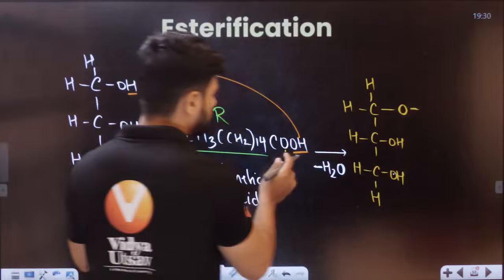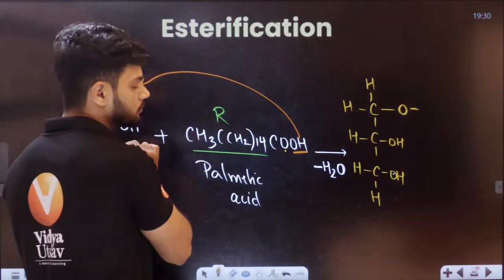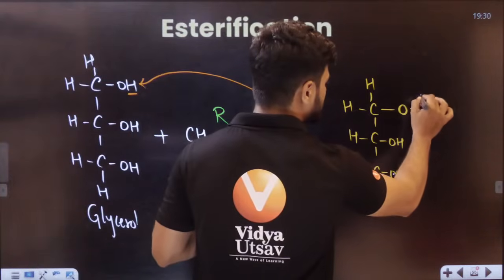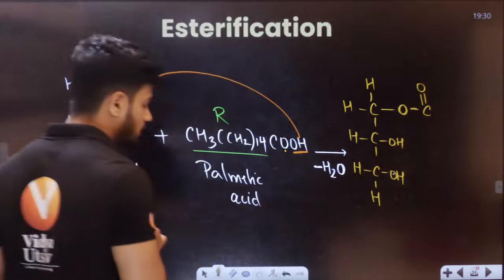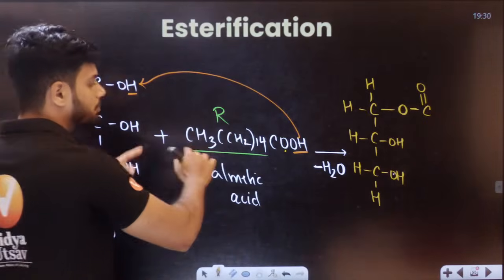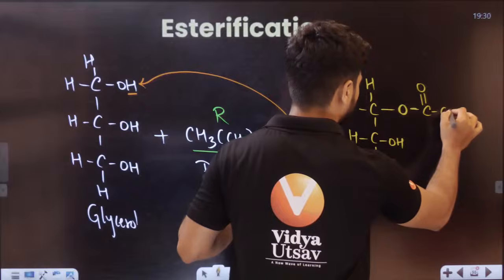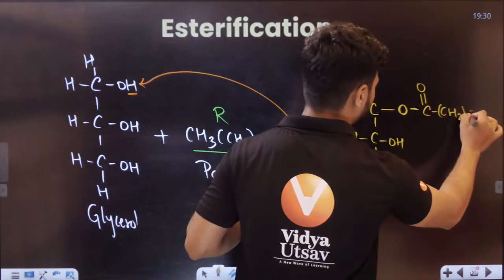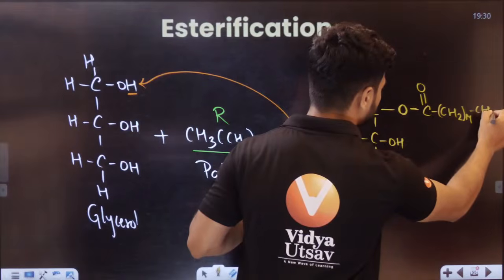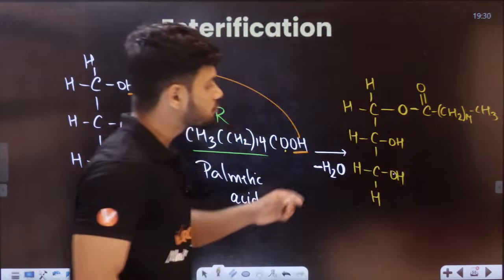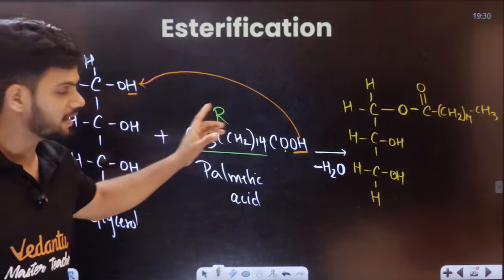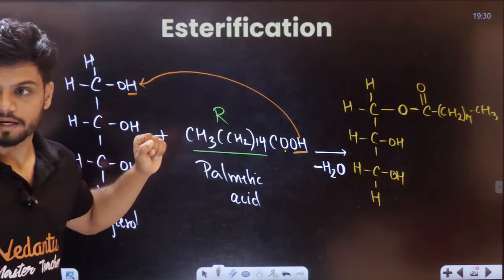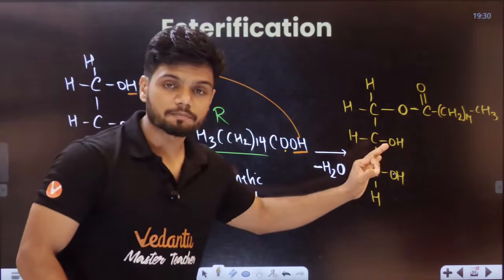To this, we have to add C double bond O. Yes or no, students? Double bond O. Then the remaining part, CH2 14 times and CH3. So this is what we get, students. This is what we get at the end of esterification. Right? Now this is called as what?